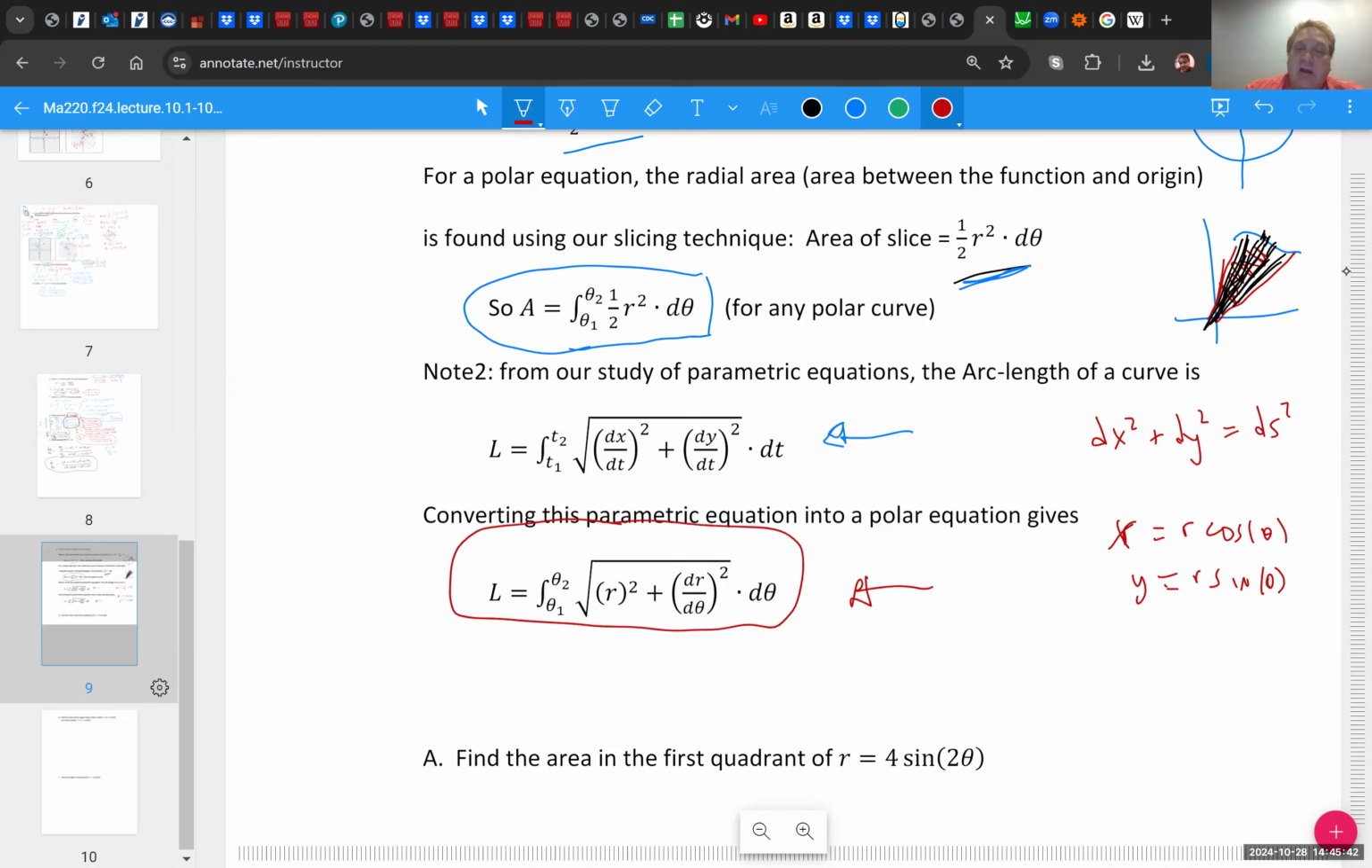arc length of a polar curve, right? So I don't want to go through all the algebra. It's a little bit messy. It's a great thing to practice because it's really cool how everything kind of cancels out. You get this really nice formula.